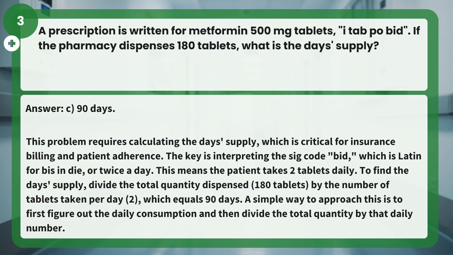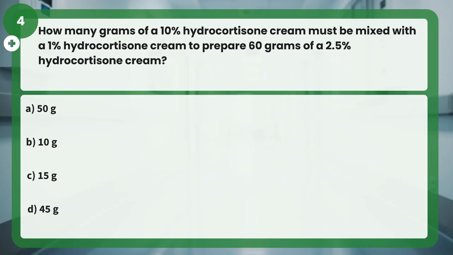A simple way to approach this is to first figure out the daily consumption and then divide the total quantity by that daily number. Question 4. How many grams of a 10% hydrocortisone cream must be mixed with a 1% hydrocortisone cream to prepare 60 grams of a 2.5% hydrocortisone cream? A. 50 g. B. 10 g. C. 15 g. D. 45 g.